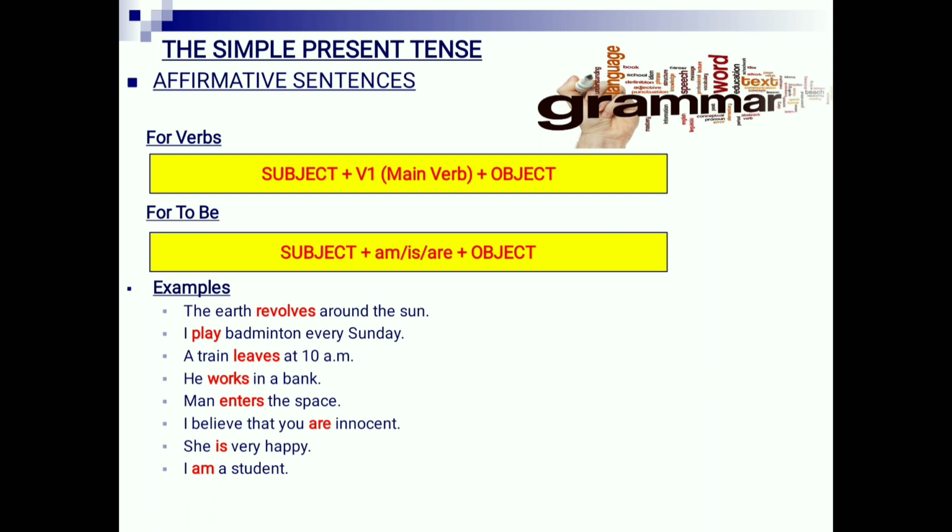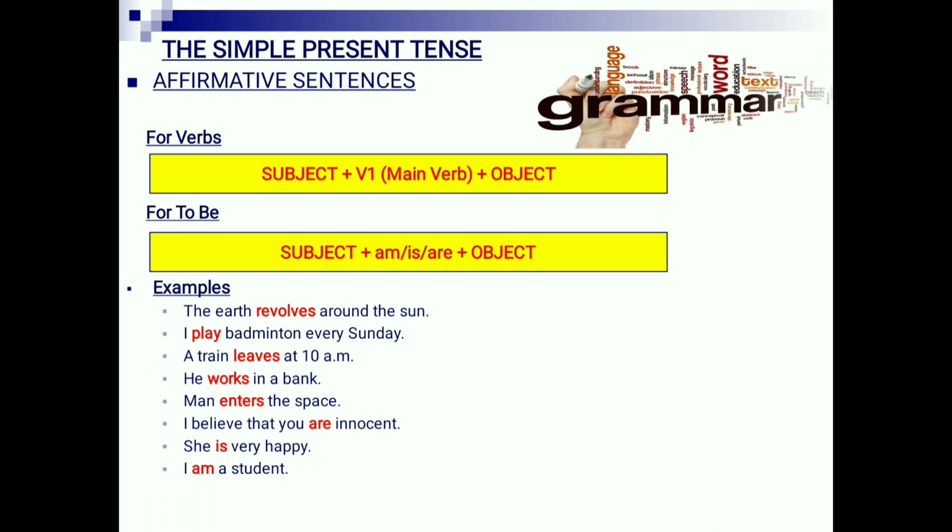Okay, see, in the first sentence, the earth revolves around the sun. The earth is subject, revolves is verb, and around the sun is object. So here I am adding s to the verb revolves. Why? Because the earth is third person singular. Getting? I play badminton every Sunday. I is subject, play is verb, and badminton every Sunday is the object. Here I am not adding s or es because the subject is I and it is first person. You only have to make changes when the subject is third person singular.